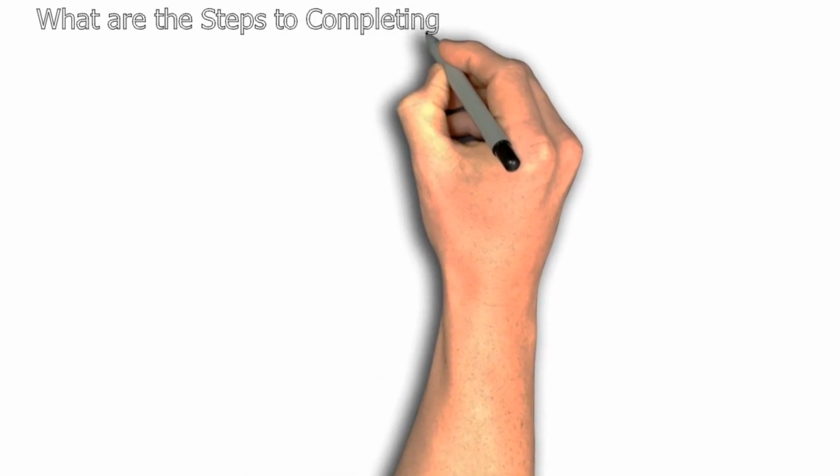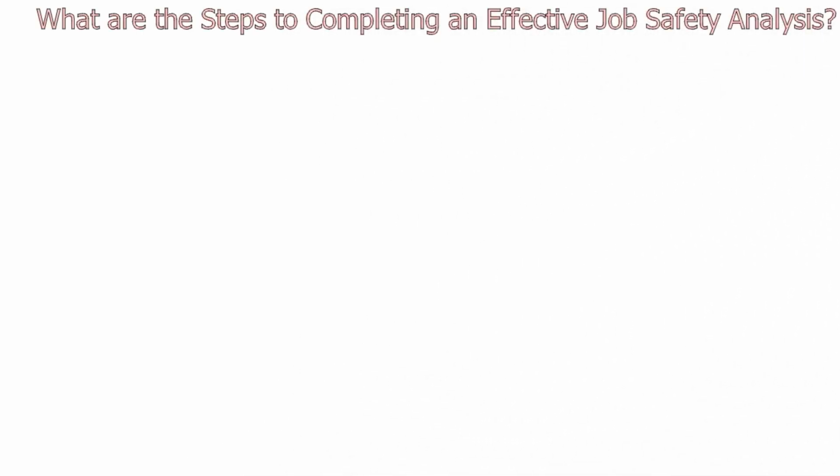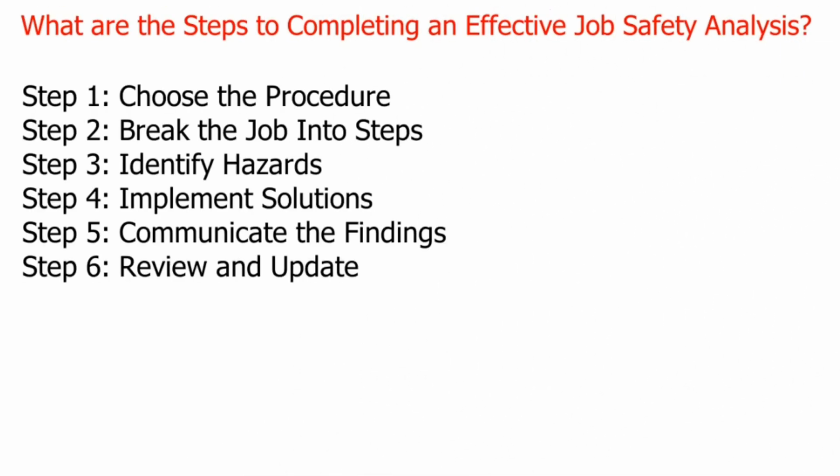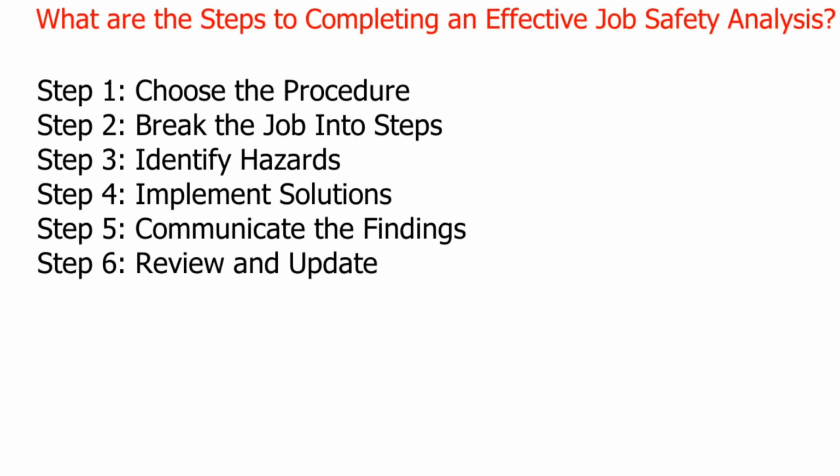What are the steps to completing an effective job safety analysis? Step 1. Choose the procedure. Step 2. Break the job into steps. Step 3. Identify hazards. Step 4. Implement solutions. Step 5. Communicate the findings. Step 6. Review and update.